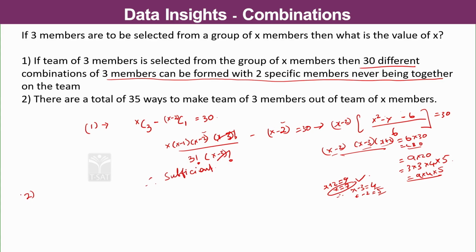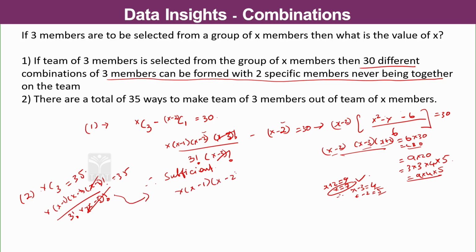Now, let us look at statement 2. It says that there are a total of 35 ways to make a team of 3 members out of X members. So, they are saying XC3 is equal to 35. Again, you can write X into X minus 1 into X minus 2 into X minus 3 factorial, divided by 3 factorial into X minus 3 factorial, equals 35. This gets cancelled. It says X into X minus 1 into X minus 2 is equal to 5 into 7 into 6. Therefore, X is equal to the biggest number there, that is 7. So, this is also sufficient on its own to answer the question.